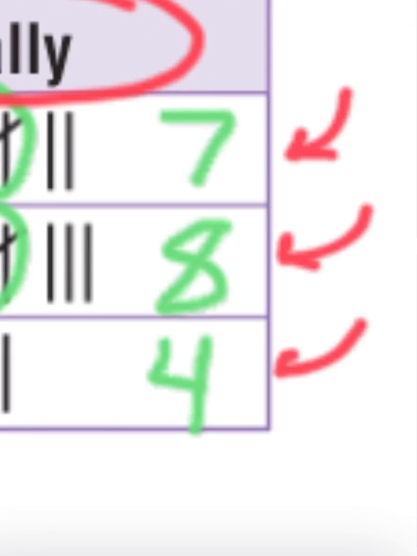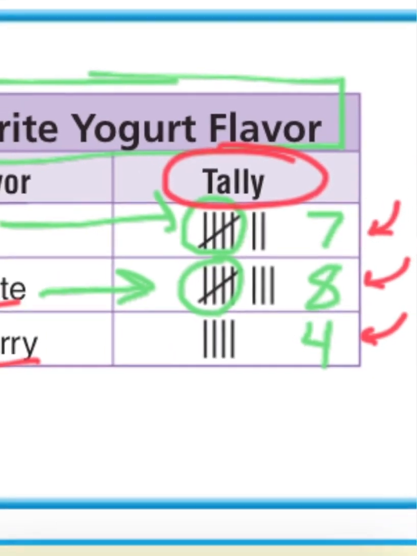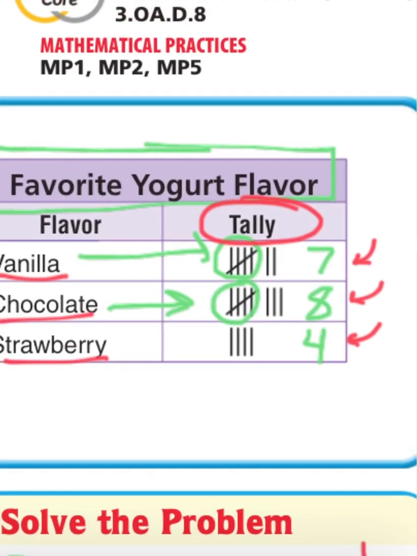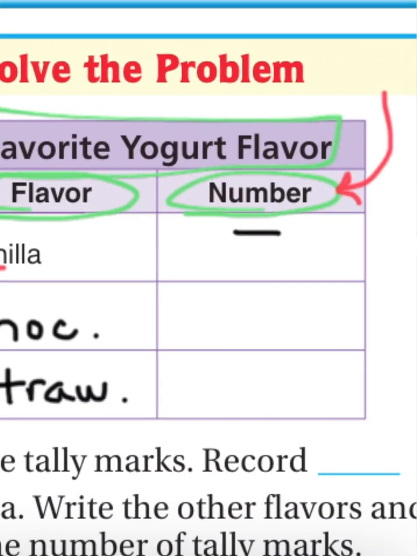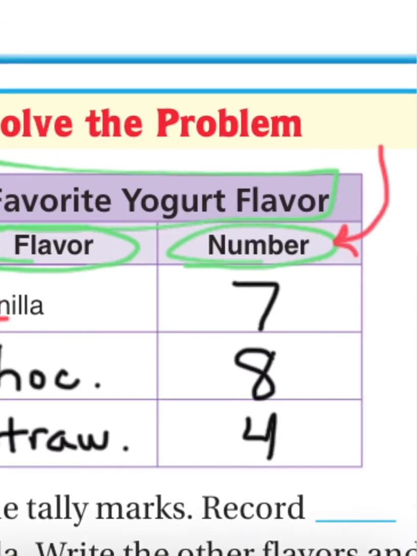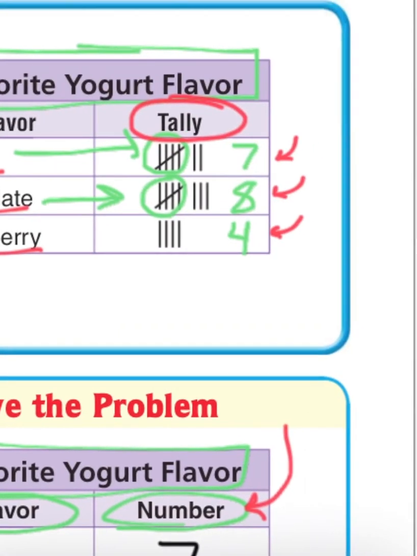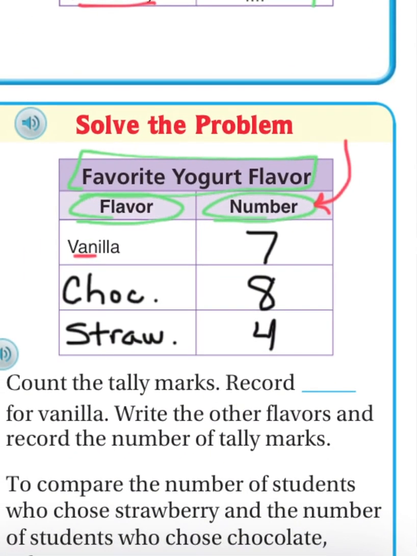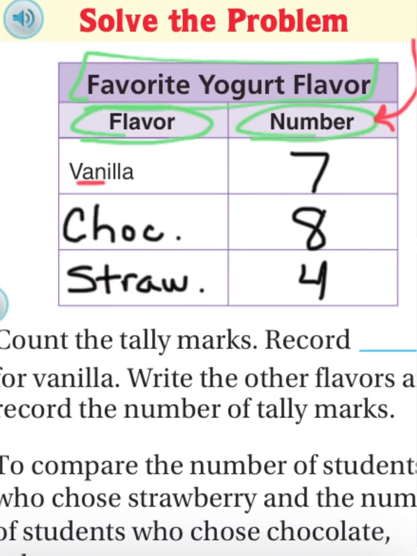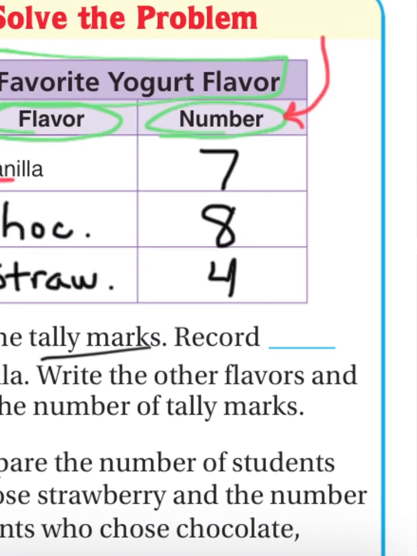That's going to save me a little bit of time. I know we had 7 vanilla, 8 chocolate, and 4 strawberry. So I can come back here, 7 vanilla, 8 chocolate, and 4 strawberry. That's why when we looked at the tally table, I wrote the numbers down, because I know if I have to make a frequency table or if I need to add or subtract or do some other math, I don't have to keep counting the tallies. I can just look at the number. I count the tallies once and write it down. Okay, count the tally marks. We already did that. Record how many for vanilla.